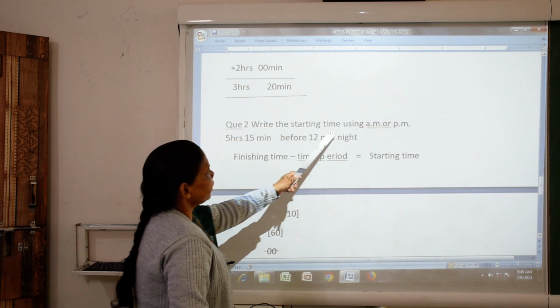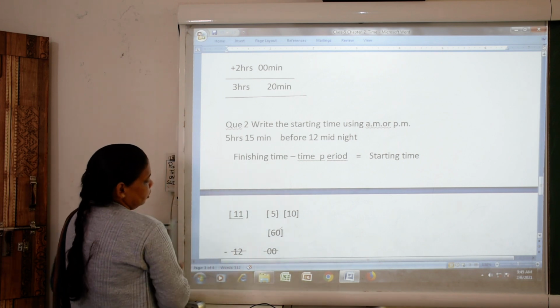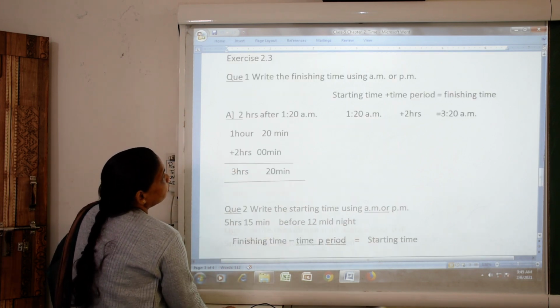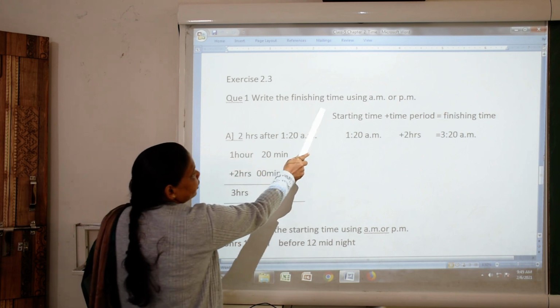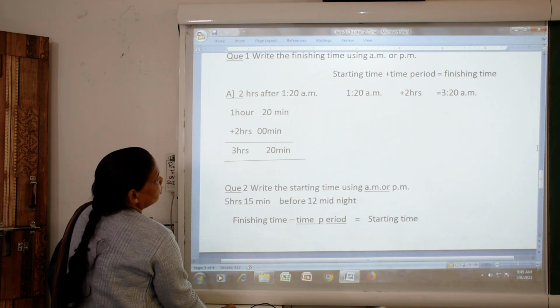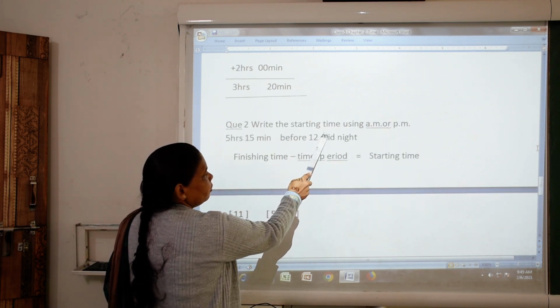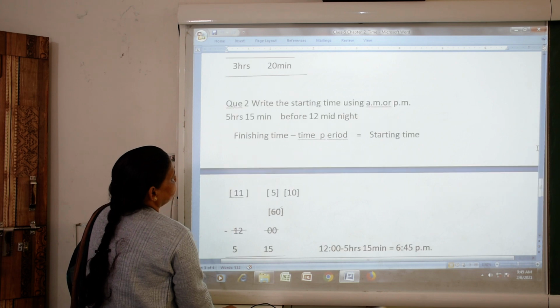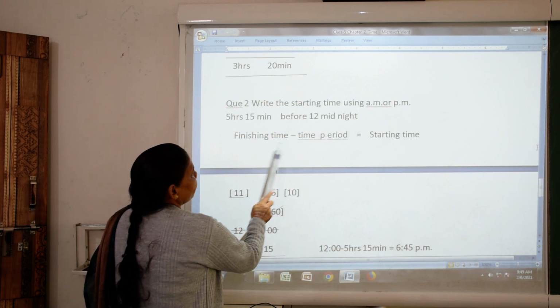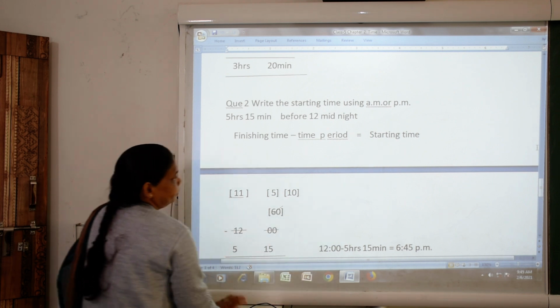Write the starting time using AM or PM. Here you will write the finishing time. In finishing time you have to plus it. Write the starting time when your work is started. So finishing time minus time period is equal to starting time.